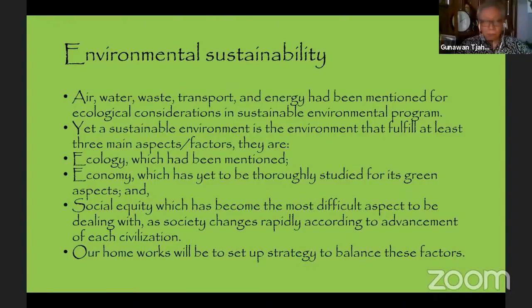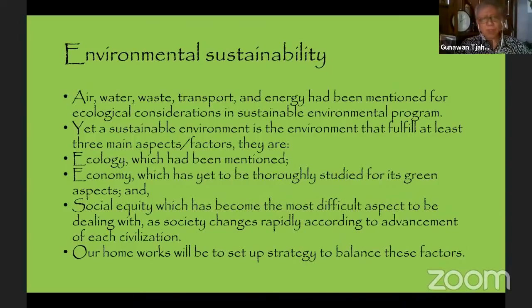They are ecology. I think Dr. Yang had already quite explicitly explored all of that for you, which had been mentioned also. Then economy, which has yet to be thoroughly studied for its green aspects. Of course, we know the President of the United States doesn't buy this concept.